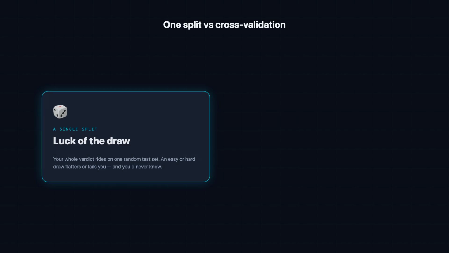So why go to all that trouble instead of one clean split? Put them side by side, and the difference is obvious. With a single train test split, your whole verdict rides on the luck of that one draw. Land an easy test set, and you look brilliant. Land a hard one, and you look terrible. And either way, you've thrown away perfectly good data you could have trained on. It's a noisy measurement dressed up as a confident one.